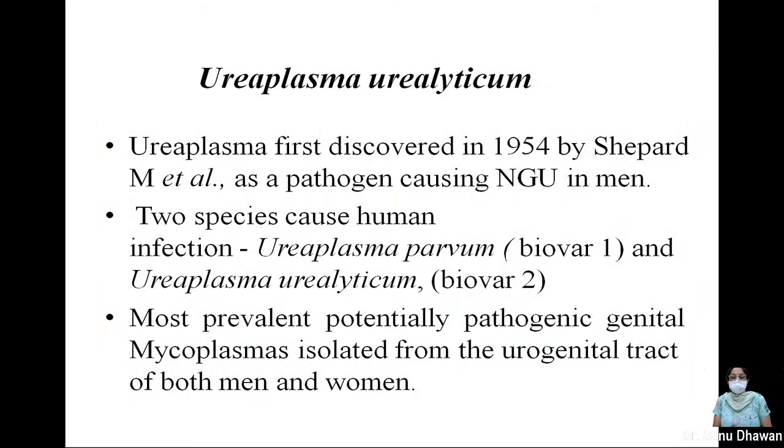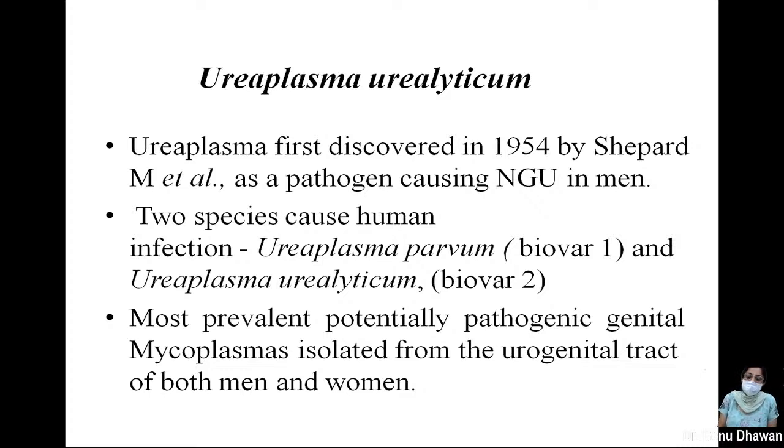Now, coming to the first, that is Ureaplasma. We use the genus Ureaplasma, with both urealyticum and parvum. This was first discovered in 1954 as a pathogen causing non-gonococcal urethritis in men. You've just had a class on gonococcus, so you know what urethritis is. The leading etiological agent of urethritis is Neisseria gonorrhoeae, and in cases where gonococcus cannot be isolated, those cases are known as non-gonococcal urethritis.